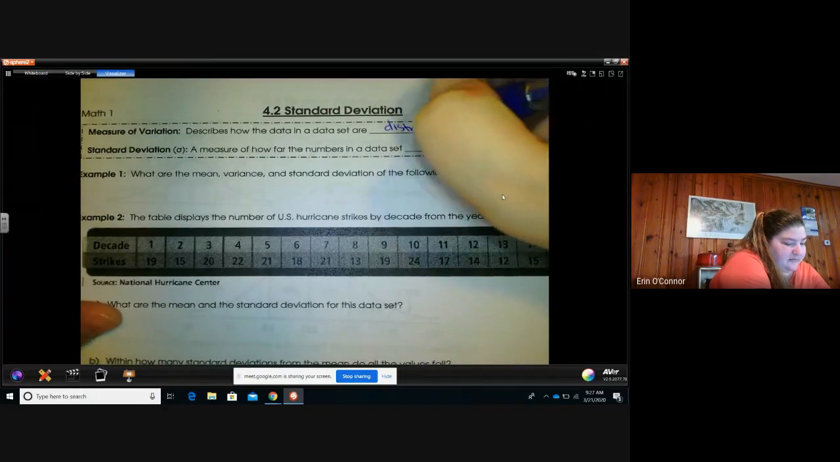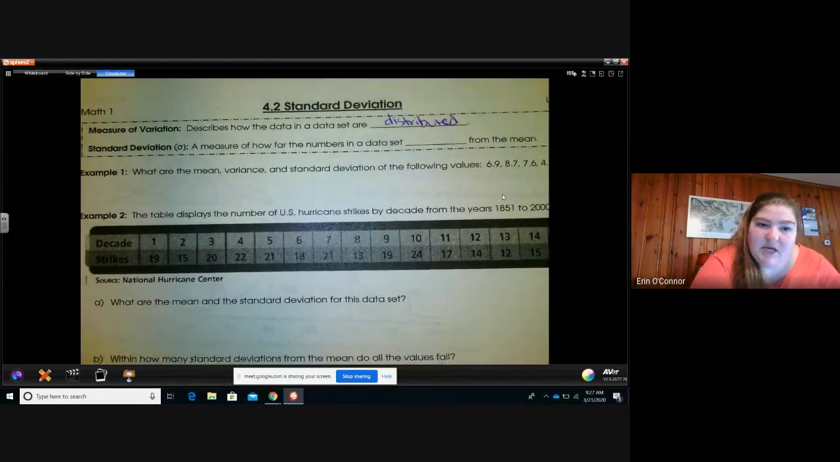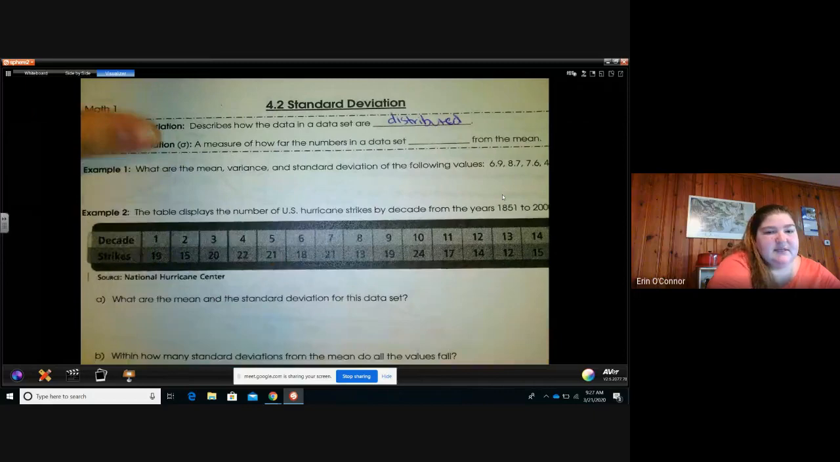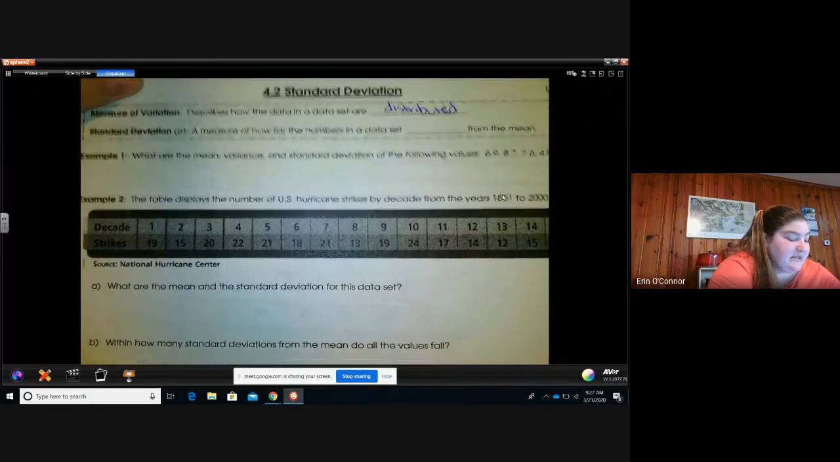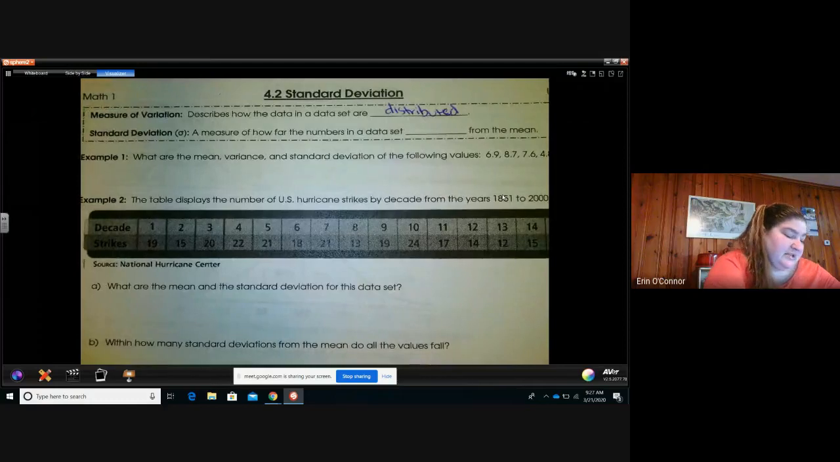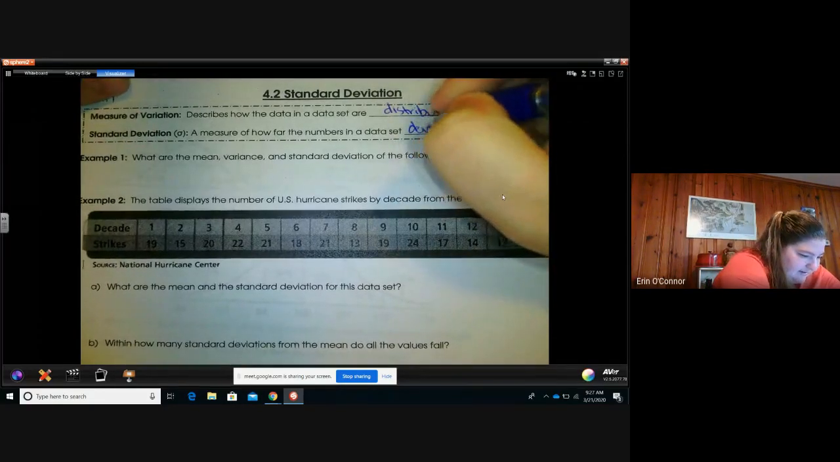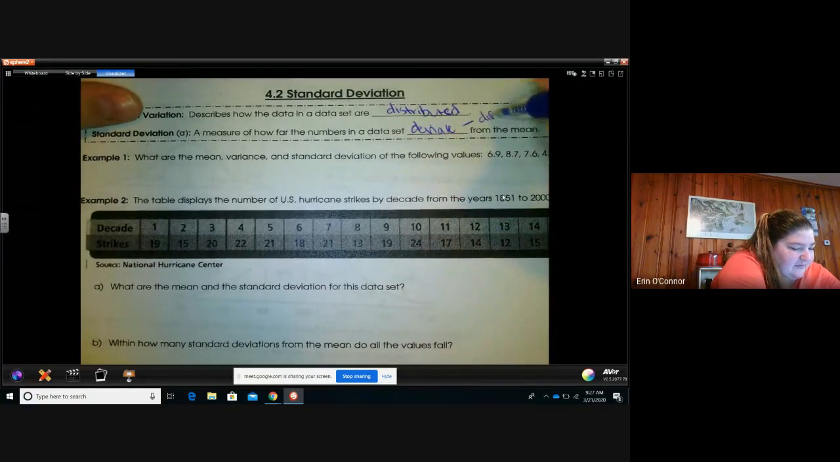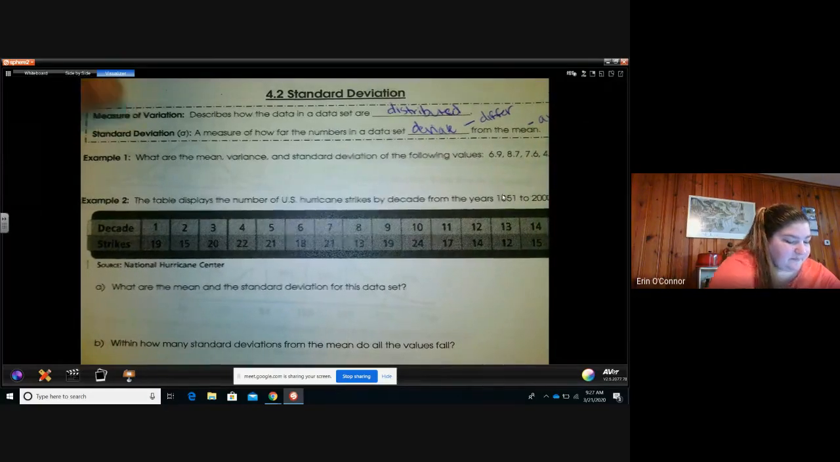How they are distributed. And then standard deviation, which is represented by this lowercase Greek letter called sigma, is a measure of how far the numbers in a data set differ from the mean. Deviate is the actual technical term, so I'm going to put deviate in here. That's why it's called deviation. But that means how far they differ from the mean. And remember, mean meaning average.